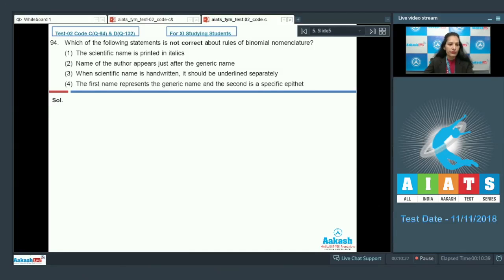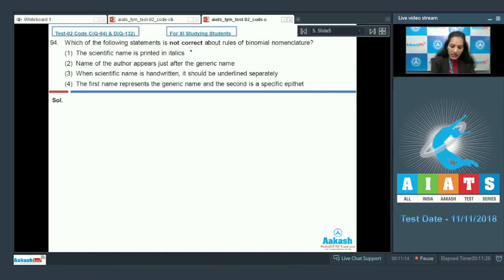Question number 94. Which of the following statements is not correct about rules of binomial nomenclature? Binomial nomenclature was given by Carl Linnaeus, and he set some rules for binomial nomenclature. First option, the scientific name is printed in italics. Second, name of the author appears just after the generic name. Third, when scientific name is handwritten, it should be underlined separately. Fourth, the first name represents the generic name and the second is a specific epithet.